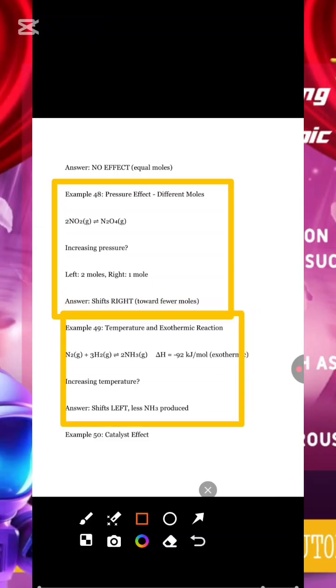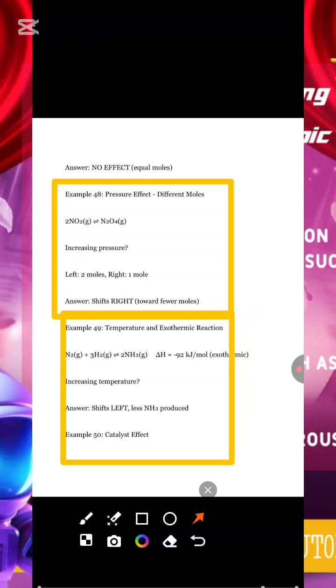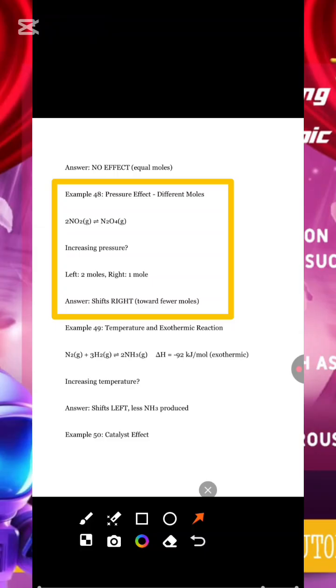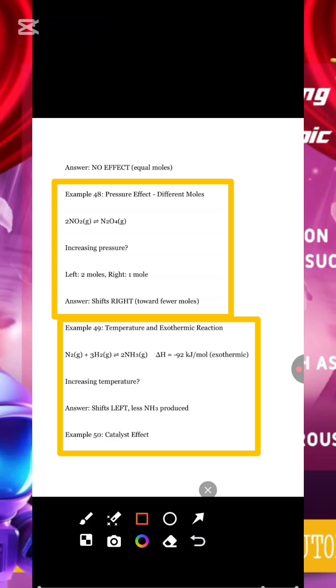And then example 49. Now for example 49, you can see the reaction and you can see that this is exothermic. You can see the negative sign for 92. So the question is, what will happen if I increase temperature? If you increase temperature for an exothermic reaction, what do you think will happen? Of course, the equilibrium will shift to the left, because the forward reaction, which is the one to the right, does not need more heat.